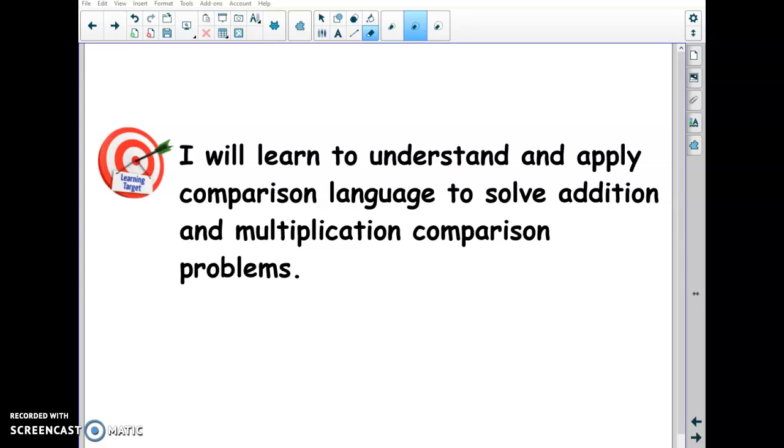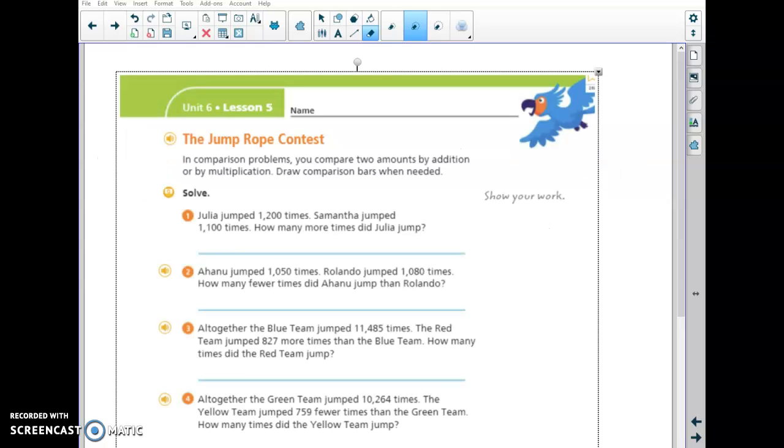I'm here to teach you Unit 6, Lesson 5. Our target today is I will learn to understand and apply comparison language to solve addition and multiplication comparison problems. Please pause the video and open your textbook to page 269. Grab a pencil, and if your math teacher allows it, you can use a calculator. All right, here we go.